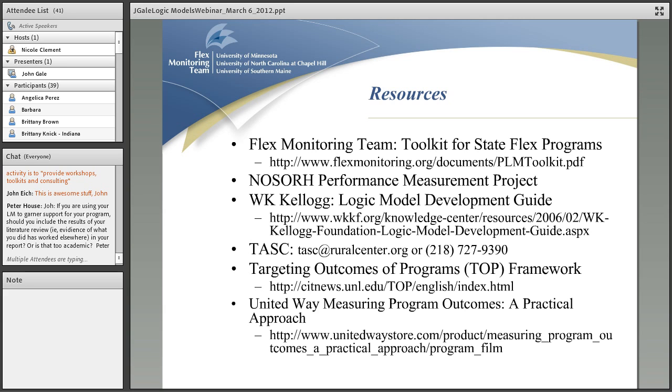Another question says, if you're using the logic model to garner support for your program, should you include the results of your literature review, evidence of what you did, and how it's worked elsewhere in your report, or is it too academic? I think that depends. If you're talking to key broad-level stakeholders, it may not be necessary to put that evidence in the logic model in the report, but if you're using it as a program development, planning and evaluation tool, very clearly that is useful.